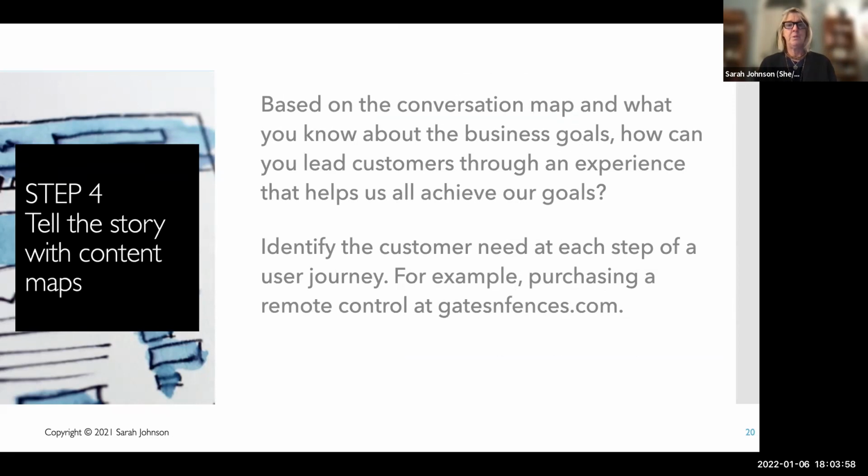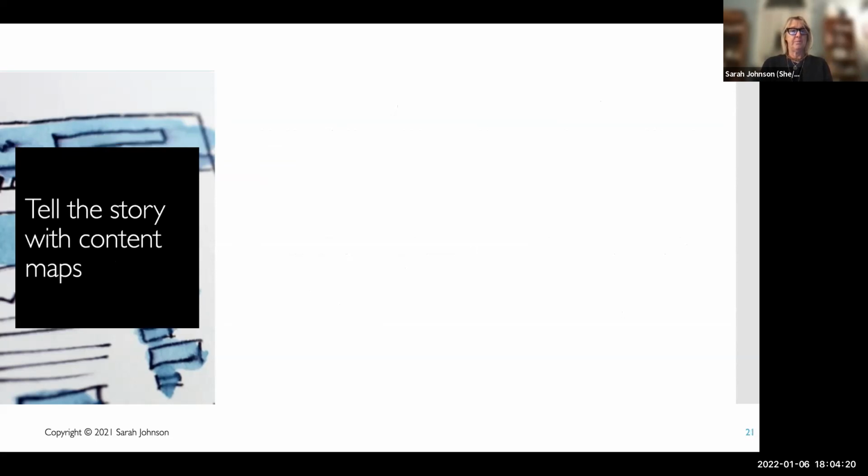So tell the story with content maps. Based on the conversation map that we just did and what you know about the business goals, how can you lead customers through an experience that helps us all achieve our goals? Identify the customer need at each step of a user journey. For example, purchasing a remote control at Gates and Fences. So, tell the story with content maps.